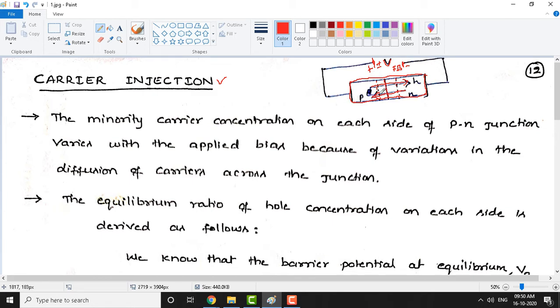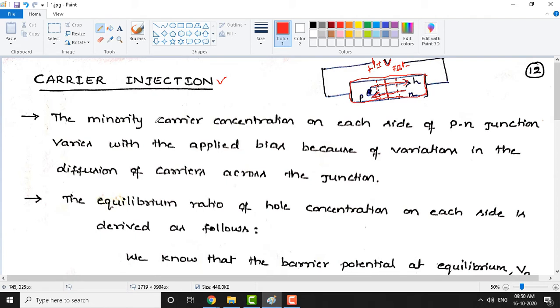So this is called diffusion of charge carriers. In forward bias, we have already seen in the last class, charge carriers will diffuse from a higher level of concentration to a lower level of concentration. Let me go through the various points that we have covered under carrier injection. I hope you understand what we mean by carrier injection.